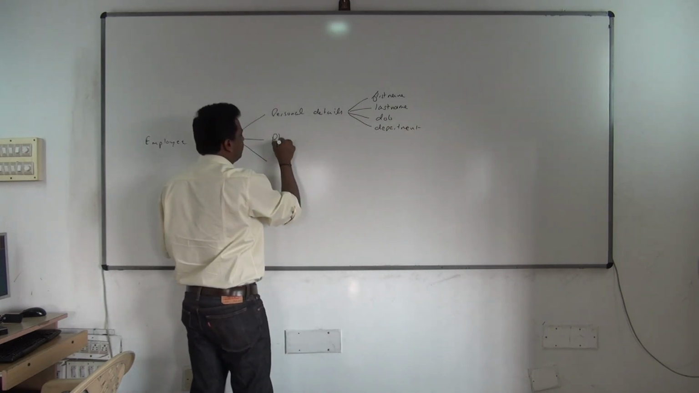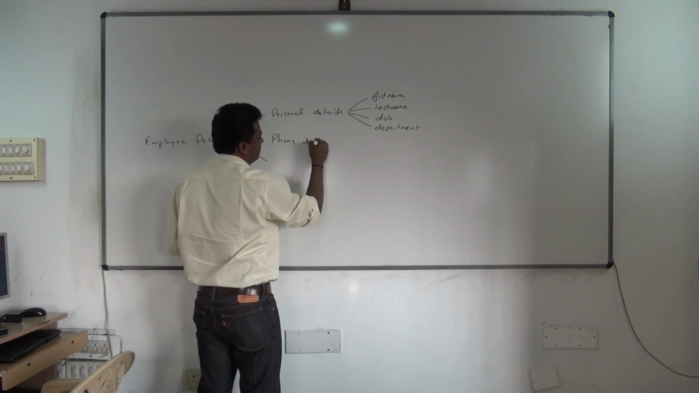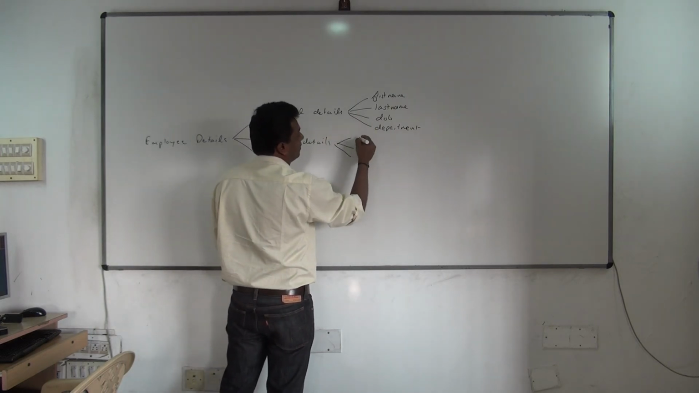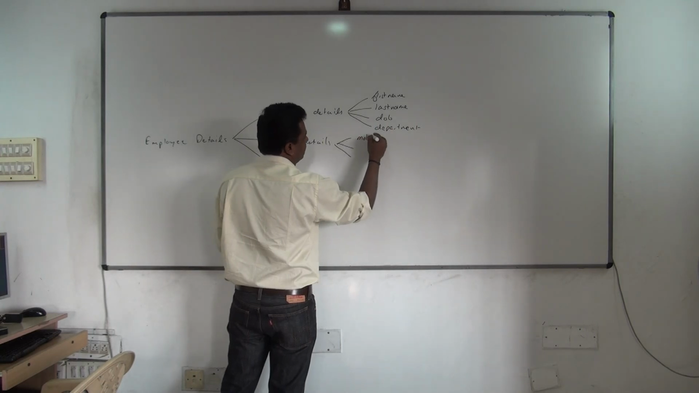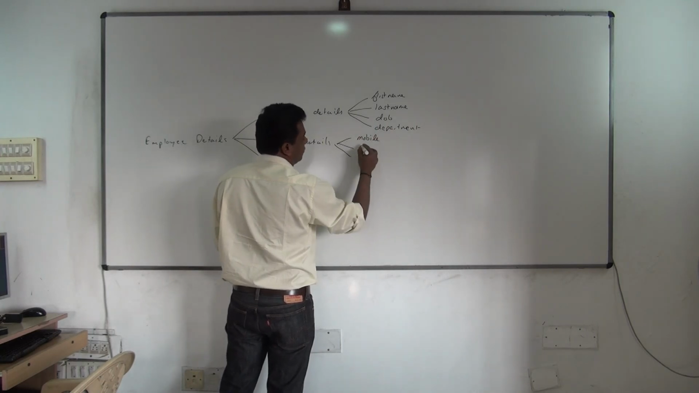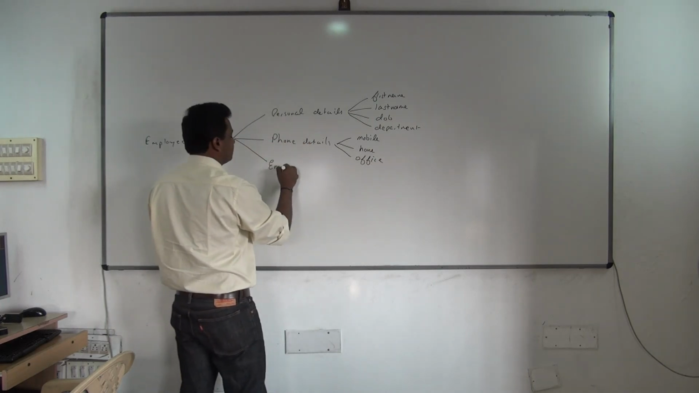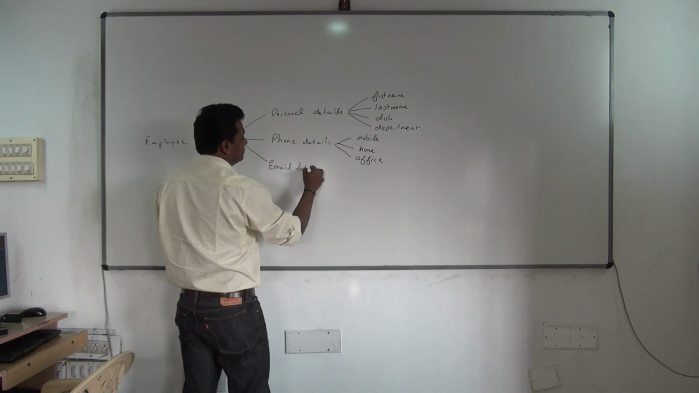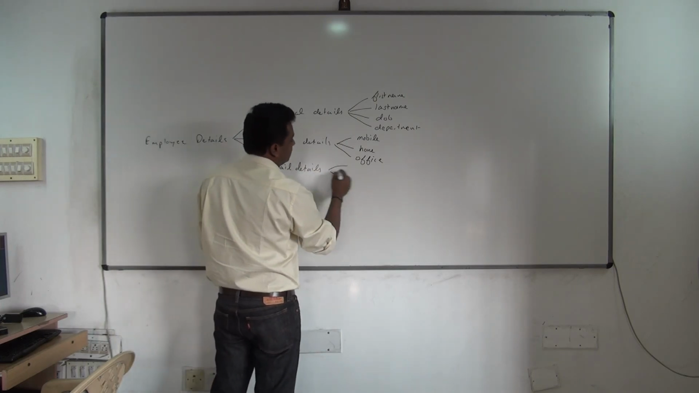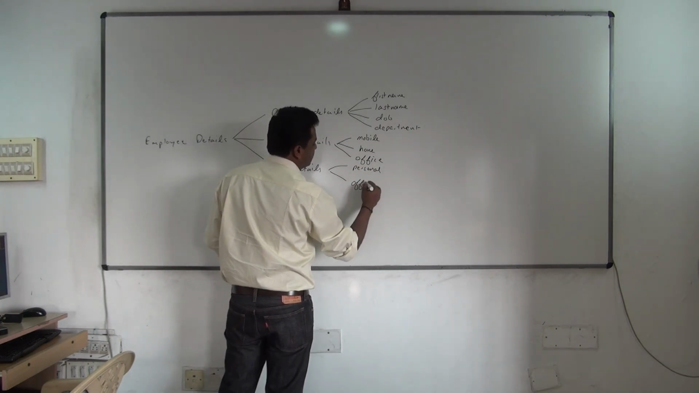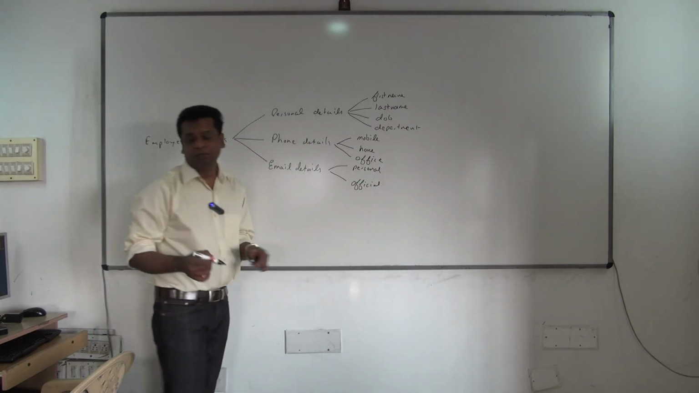Then phone details. How many phones? He can have a mobile phone, a home phone, an office phone, like this. Then he can have email details. He can have a personal email and an official email. So these are the different details of an employee.